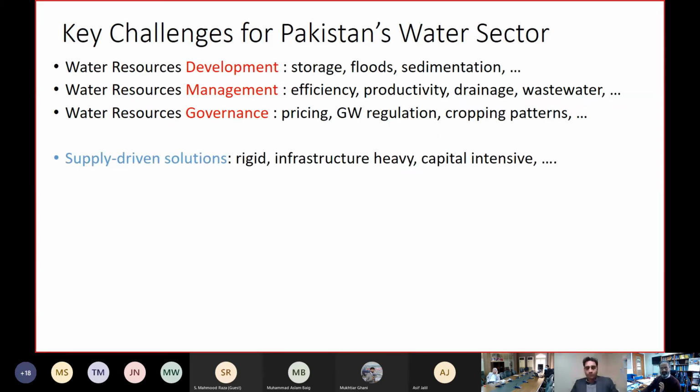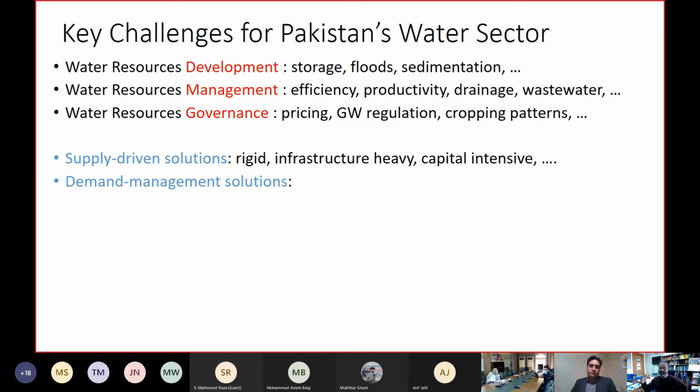To provide answers to these challenges, there are many approaches. The traditional way of providing these answers is through rigid, infrastructure-heavy, capital-intensive, supply-driven solutions, for example building dams, barrages, irrigation canals, and so on. Of course this is needed for an emerging economy like Pakistan, though there are many issues around it. In the last seminar, we looked at one issue that Dr. Sayal was very ably able to present. That is not my expertise. What I'm going to focus on is the demand side of things.